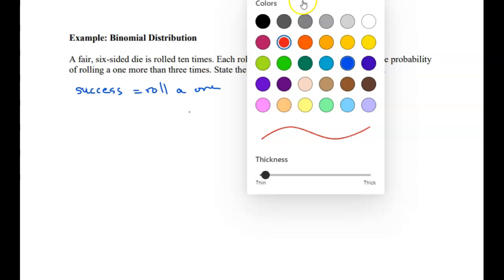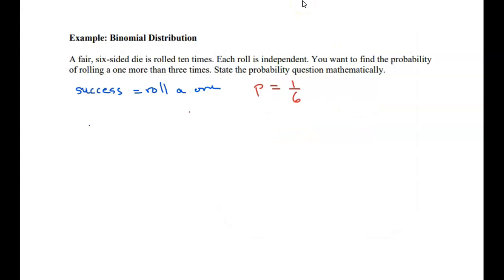All right, so in this scenario here, we're told that the die is rolled 10 times. So n equals 10 is the number of trials. Each roll is a trial, and for each of the trials, the probability that I'm going to get a 1 is 1 over 6. Each roll is independent. Good, so that fits with the binomial distribution. One roll is not going to change or influence the probability of the next roll.